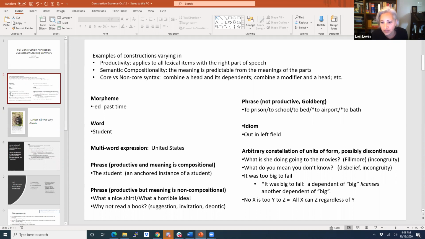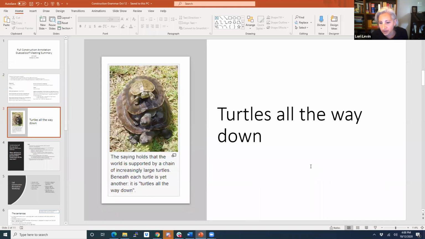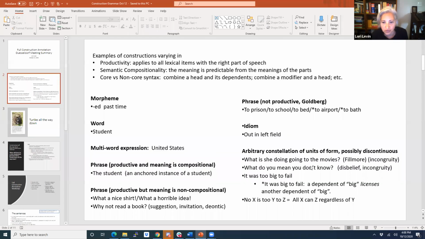Or there's something funny about the syntax. So for example, in "it was too big to fail," what's interesting about that is you can say it was too big. So you don't have to say to fail, but you can't say it was big to fail. If to fail is there, too also has to be there.